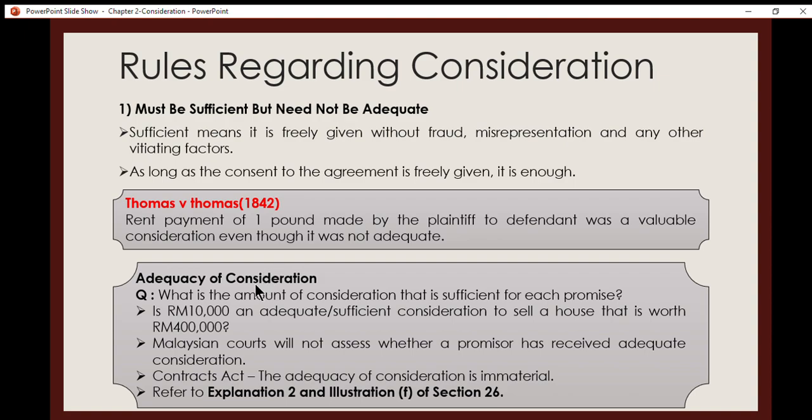The question is, what is the amount of consideration that is sufficient for each promise? Is 10,000 ringgit an adequate or sufficient consideration to sell a house that is worth 400,000 ringgit? The market price of the house is 400,000 ringgit, but the seller wants to sell it at 10,000 ringgit. Whether this constitutes adequate or sufficient consideration.